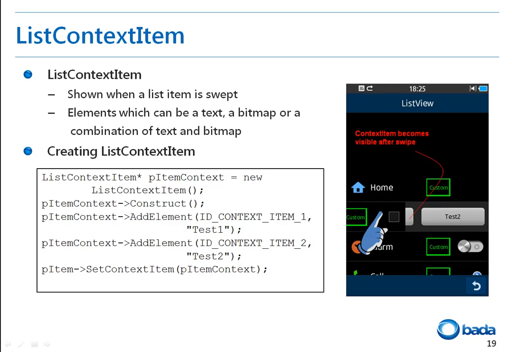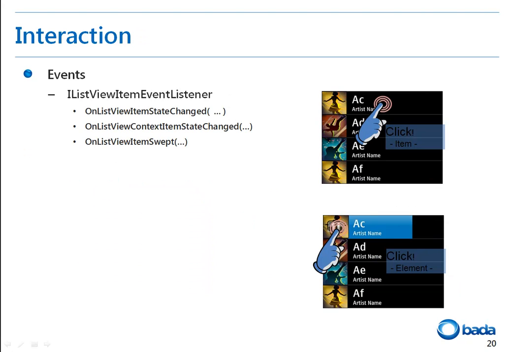List view supports a context item, which is visible on swiping the list item. A context item can support text as well as bitmaps. The context item has to be added to an individual custom item. Now, let's look at the listeners and user interactions.